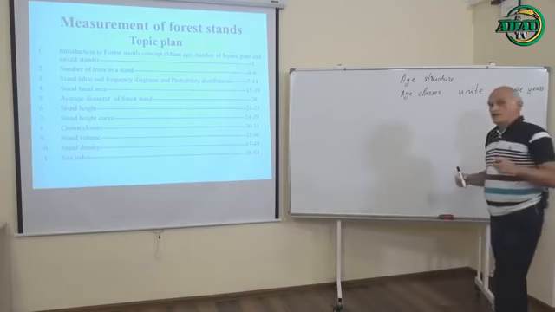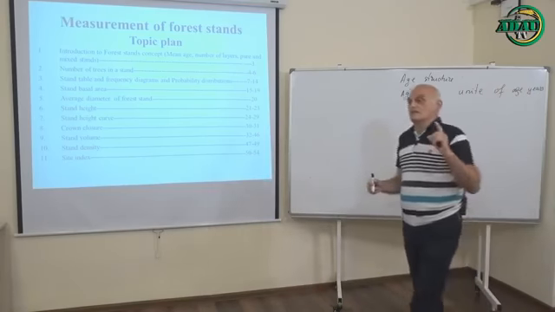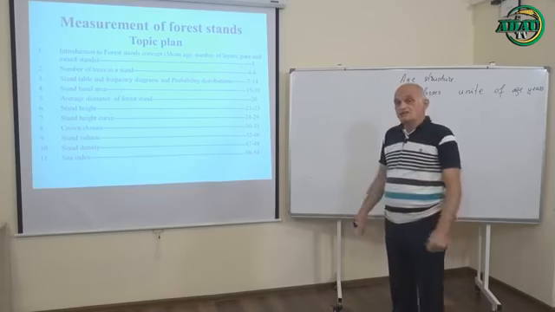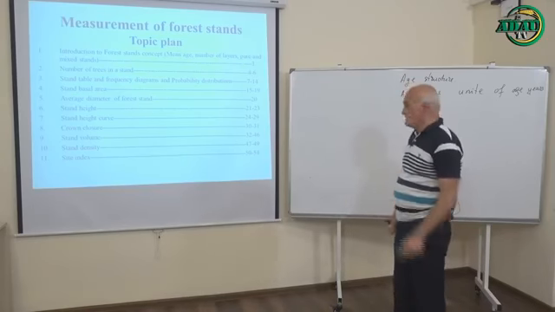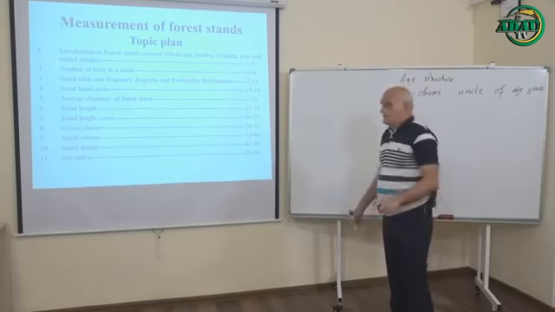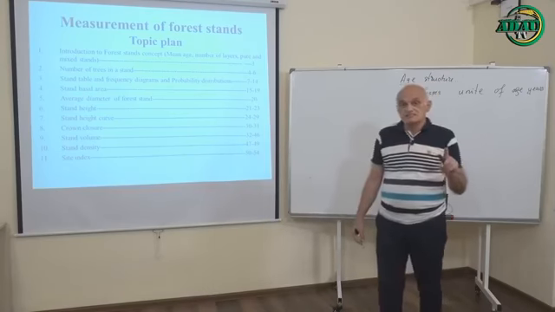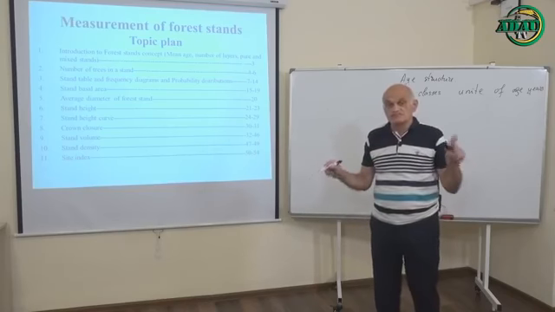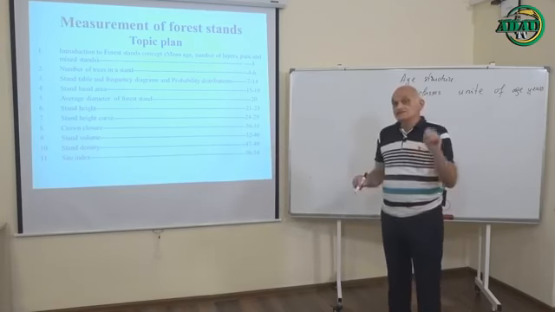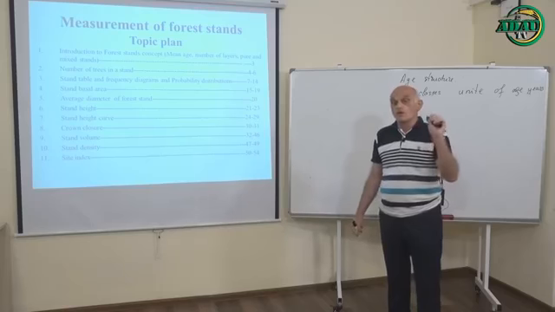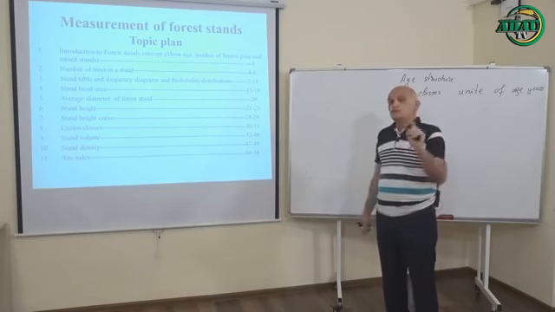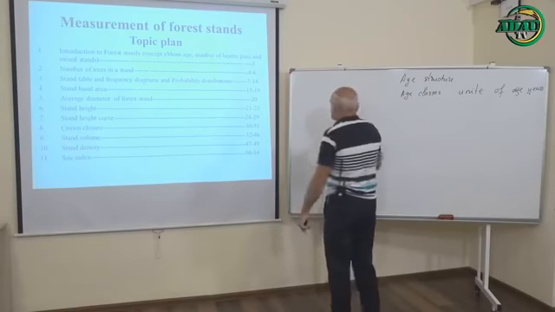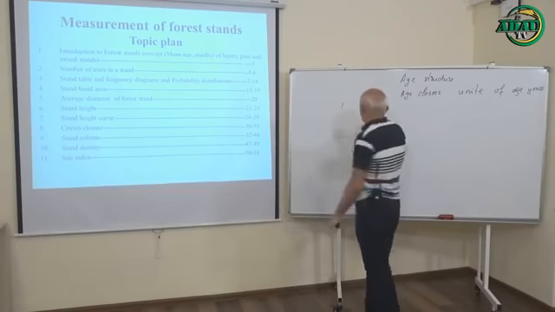Now, if we apply the age class concept to the forest stand, we can say that if all the trees in the forest stand are the same age, then such forest stands are always named even-aged forest stands. The first is even-aged.